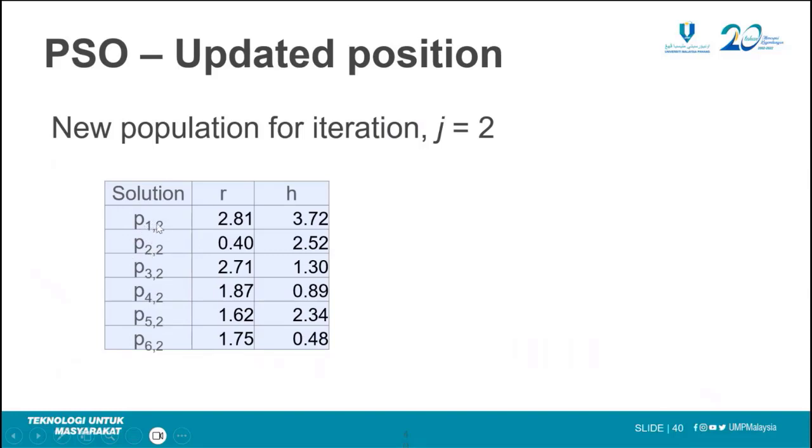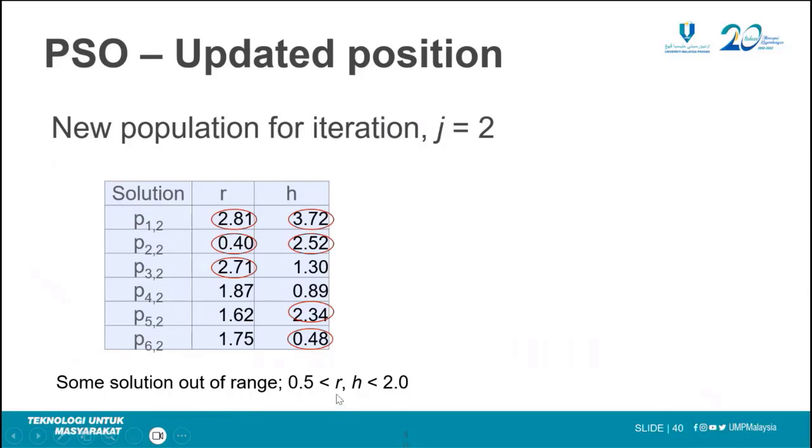P1 is for particle 1 and 2 here is for the number of iterations. So now for the second iteration, our P1 values are this, and for P2 this number, and so on. But if we refer back to the range that we set earlier for both R and H, it must be between 0.5 and 2.0. But some of the values are out of bounds. So we need to correct this.